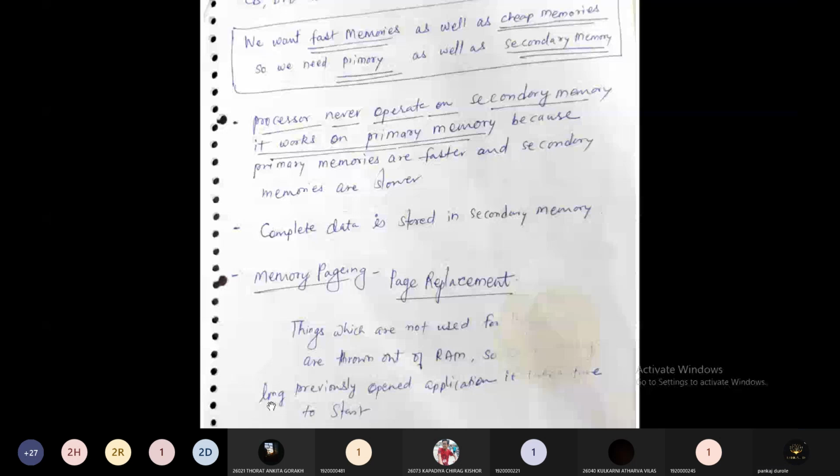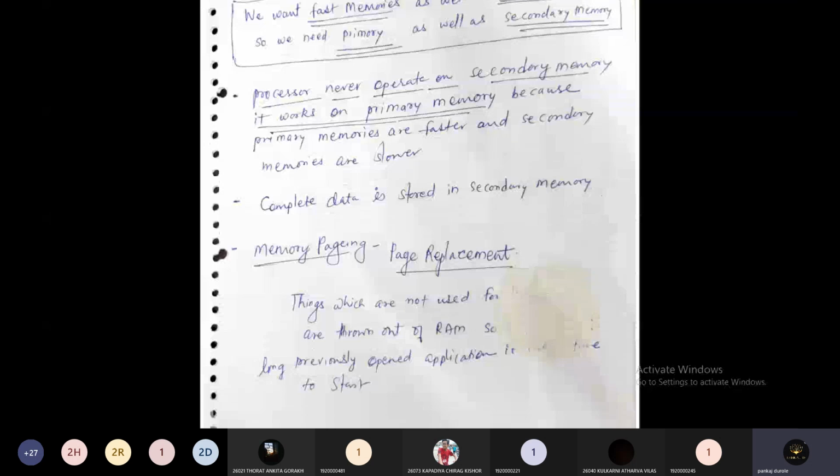So while starting a long previously opened application, it takes time to start. So that is everybody's observation, because they have gone from RAM to secondary memory, so they are going to take time. And once it has started, right, the primary memory demands all those pages from the secondary memory. So from the secondary memory the data will come to primary memory, and then you will continue with your movie watching.